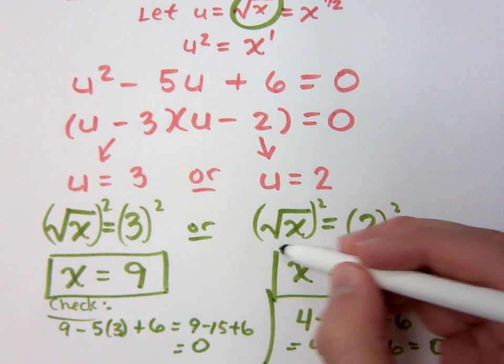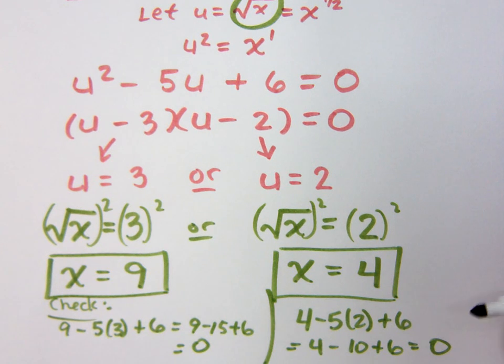What if one of them checks out and the other one causes you to have a contradiction of sorts? What would you call it? Extraneous. You would call it extraneous. So when it's radical, you've always got to check those answers. Always.